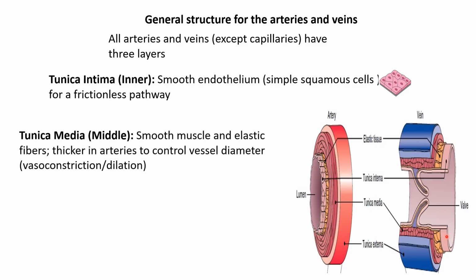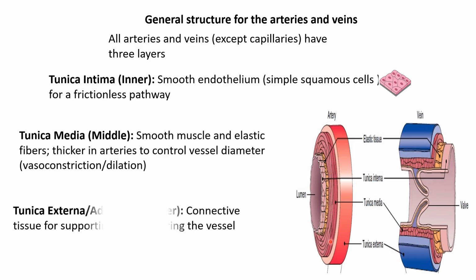There is tunica media in the middle layer, which is a smooth muscle and elastic fibers thicker in the arteries to control the vessel diameter, that is during vasoconstriction or during dilation of the arteries. And this is the tunica media. For this vein, this is the tunica media, and for this artery, this is the tunica media.